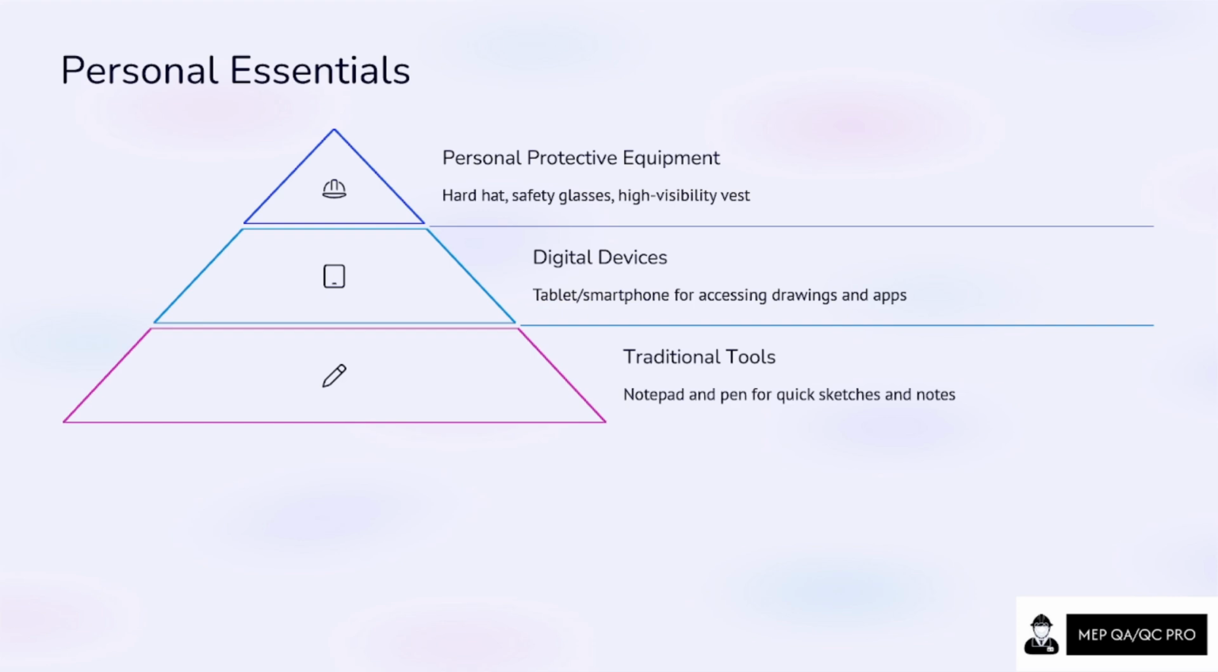And digital device, as I told you, if your company is using the QMS system, you should have that application at least in your smartphone, so you can go easily without printing the documents or the drawing. You can easily check in your drawing the distance and everything, and at the same time you can take photos and all. Then traditional tools like notepad and pen, which we already have. So these are very essential tools which we must have during the inspection and throughout the project.